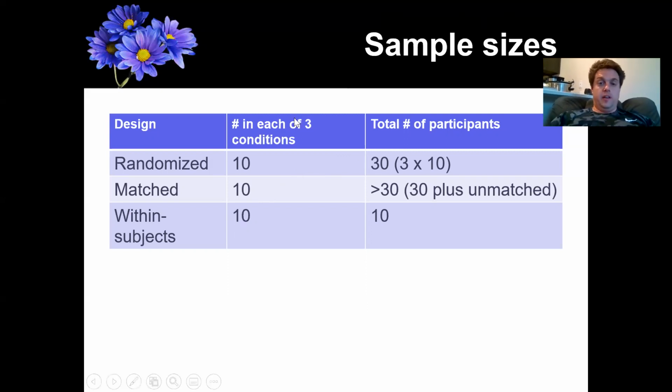In contrast, a matched design is going to need more. A matched design is nice because I can better control for at least one extraneous variable, but I'm going to need at least 30, in reality more than 30, because I need to get 10 people per condition, but I also need to make sure that they match. So let's say I recruit 50 people from my sample, but only 30 of them are close enough to one another that I can match them. That's a matched design.